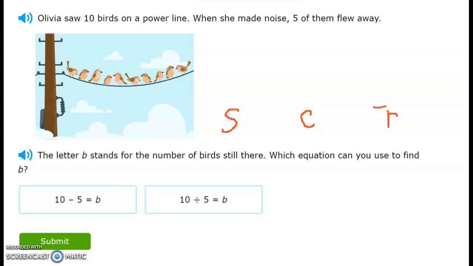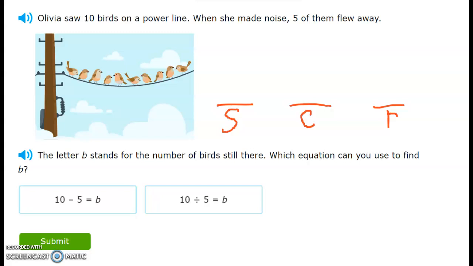Now, start change result in a word problem means that every word problem starts off with some amount. And then that amount changes in some way, and then you get the result. And so I want you to focus on start change result as you are working on this IXL task. So in this word problem, it says Olivia saw 10 birds on a power line. When she made noise, 5 of them flew away.